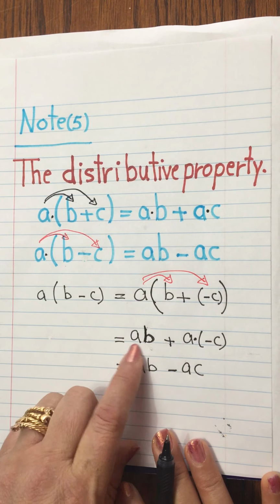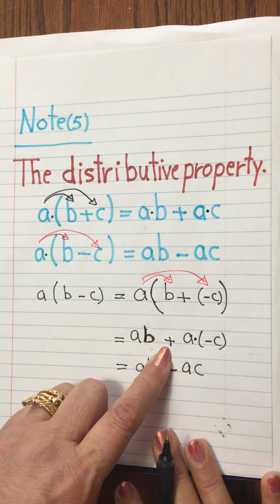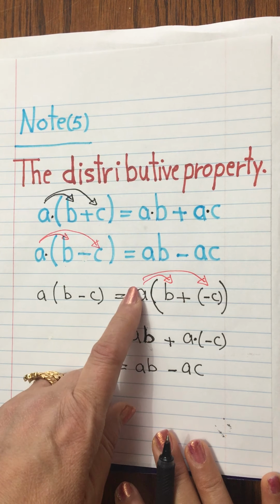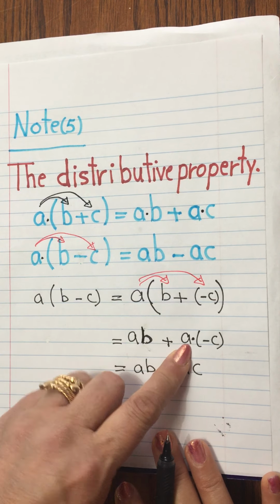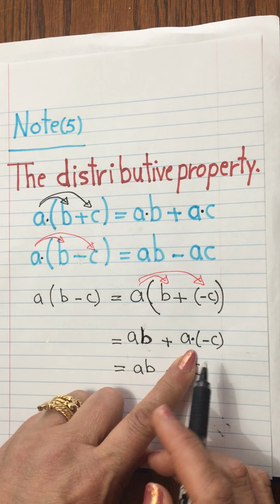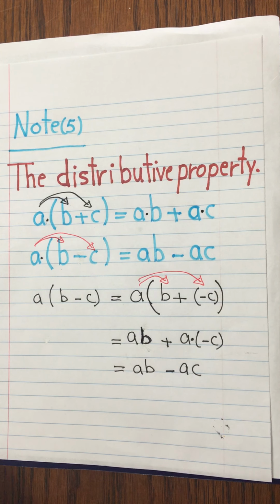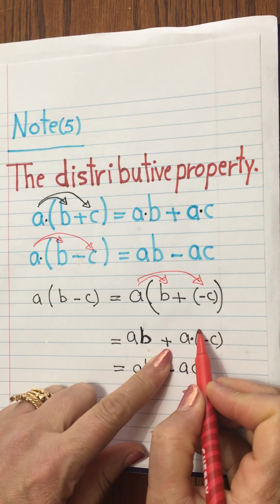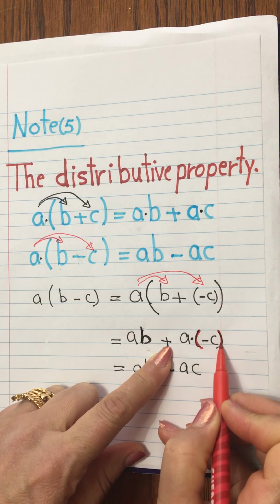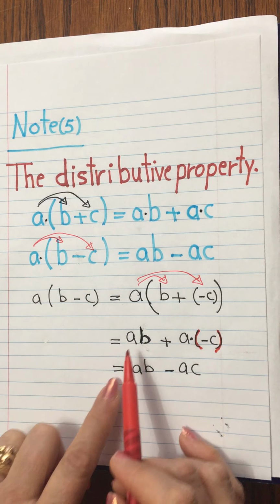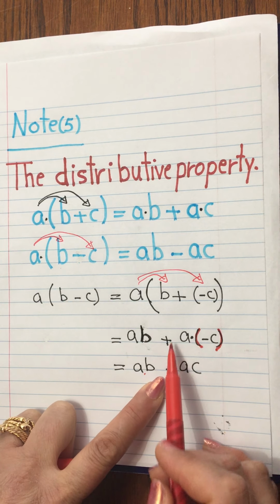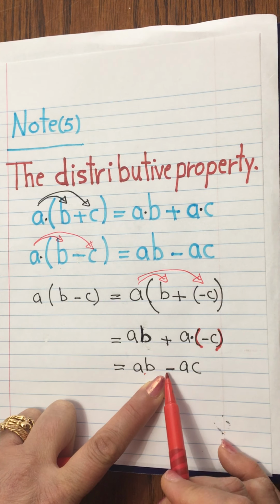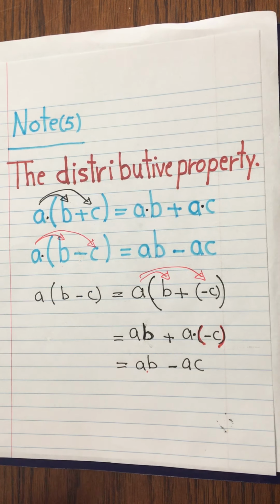So a times b, ab. Put the positive down. A times minus c, this is a times minus c. And don't forget, guys, parentheses right here. Then I'm gonna have ab minus, because positive times negative is negative, ac.